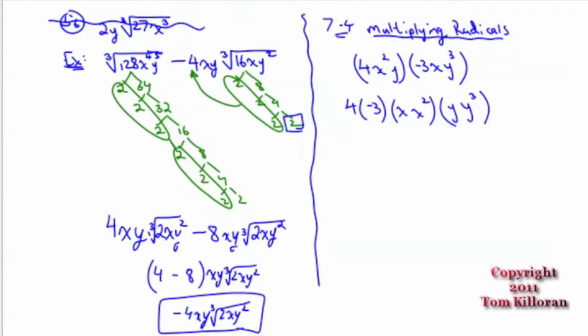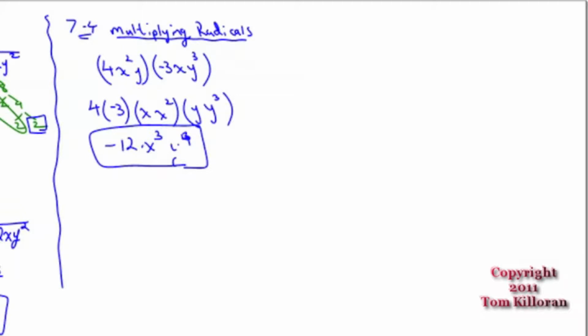All right, and then 4 times negative 3 is negative 12. x times x squared is x to the third. And y times y cubed is y to the fourth. And there's your answer. There is no distributive property going on there because there's no addition and there's no subtraction. Radicals are going to behave the same way. Same idea that radicals behave like variables in some sense. So if I have, for example, 3 square roots of 6 times negative 2 square roots of 8.